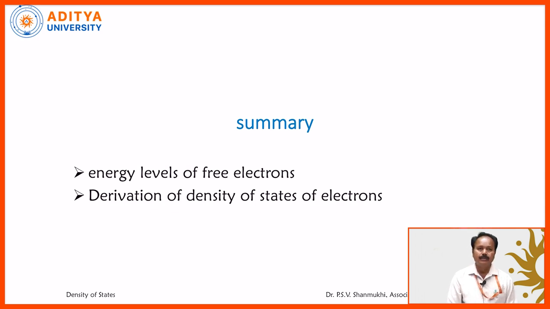So in this article, coming to the summary, we have discussed the energy levels, distribution of electrons among various energy levels, and also we have derived the expression for the density of available energy states. That is what we have seen.